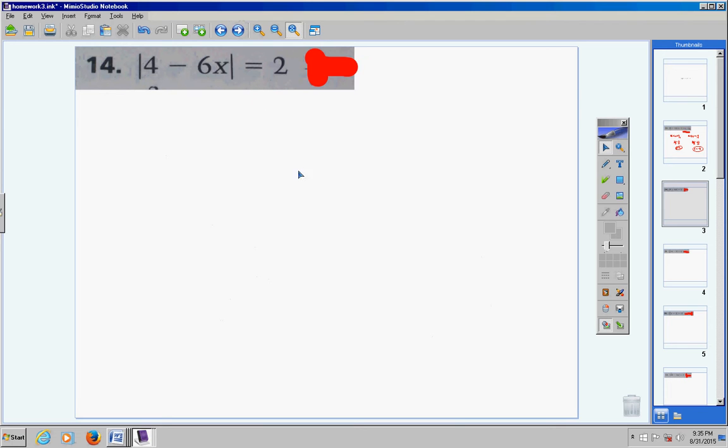Okay, number 14, step 1, isolate the absolute value. That's already done for you. Step 2, write 2 different equations. So the first equation is simply 4 minus 6x equals 2. And the second equation is leave the left side identical. And then over here you put the opposite of this number. It's 2, so we're going to put -2. Alright, let's solve this equation.